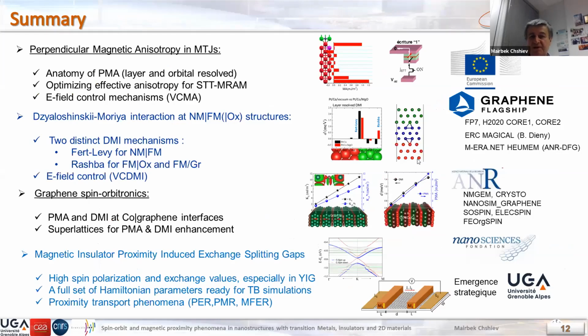And this is it. I think that I took my time, 45 minutes. This is a summary, I hope that I showed you some insights into the perpendicular magnetic anisotropy mechanism, and also Dzyaloshinskii-Moriya, especially the clear distinction between Rashba and Fert-Levy stories. And also what we call graphene spin-orbitronics, because graphene seems to be an excellent booster of the PMA, and good also for DMI. And now also for proximity induced exchange, you can actually think about the transfer phenomena there.